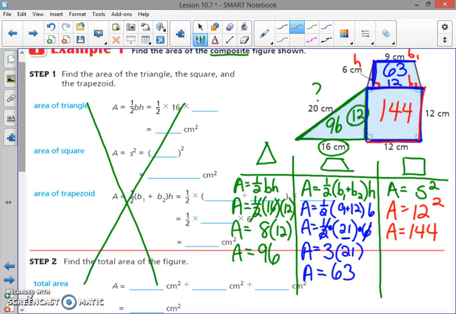Okay, we have our 3 shapes. And we have our 3 areas. So hopefully you know the next step would be to add them together. 144 plus 63 plus 96. So 4 and 6 is 10, and 3 is 13. Carry the 1. 9 and 1 is 10. 4 and 6 is 10, so that's 20. Carry the 2, 3. So our answer is 303 centimeters squared because area is always squared.